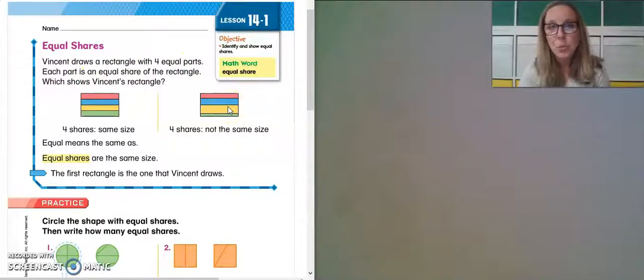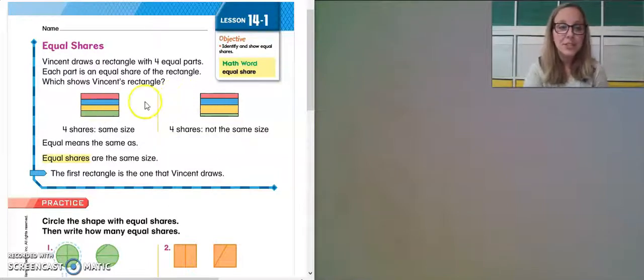So boys and girls, what it's asking us to do is find the rectangle where all of the different parts are the same size. We know that the word equal means the same. And now that we're learning about that word shares, equal shares, a way to think of that is equal parts. In this case, we're going to call them shares. Think about it like if you were cutting something up to share with your friends and you wanted everyone to have an equal part, we'd call those equal shares.